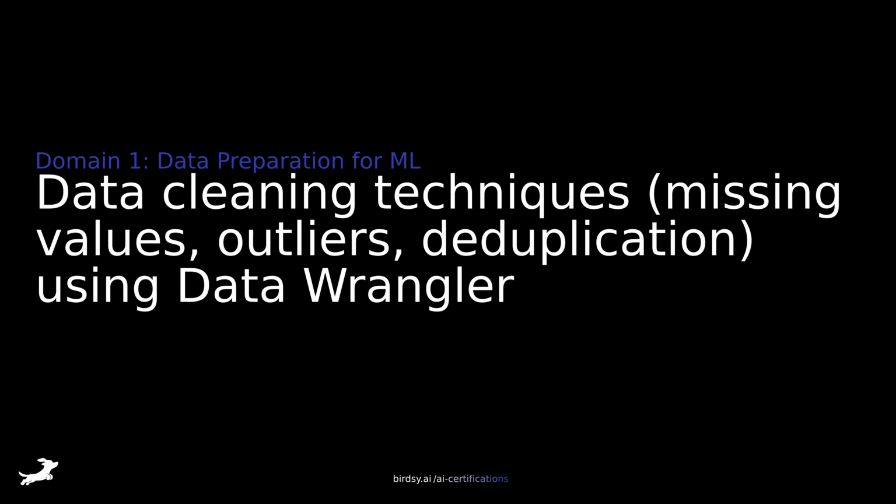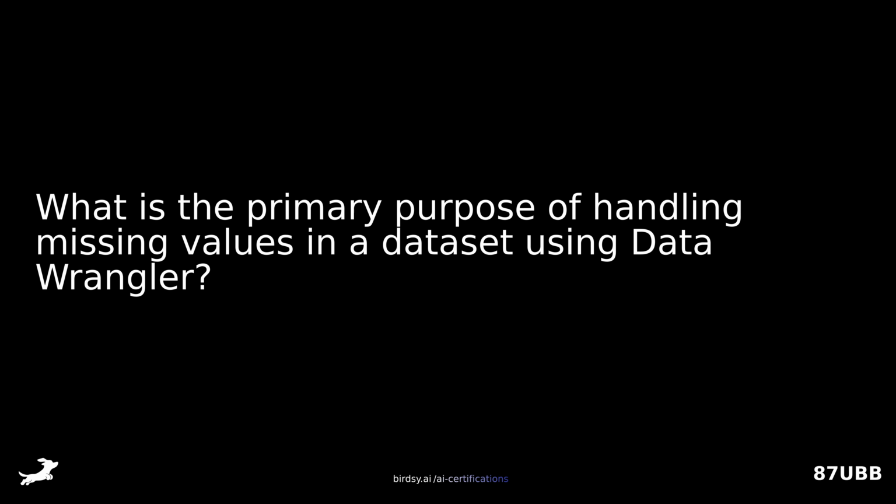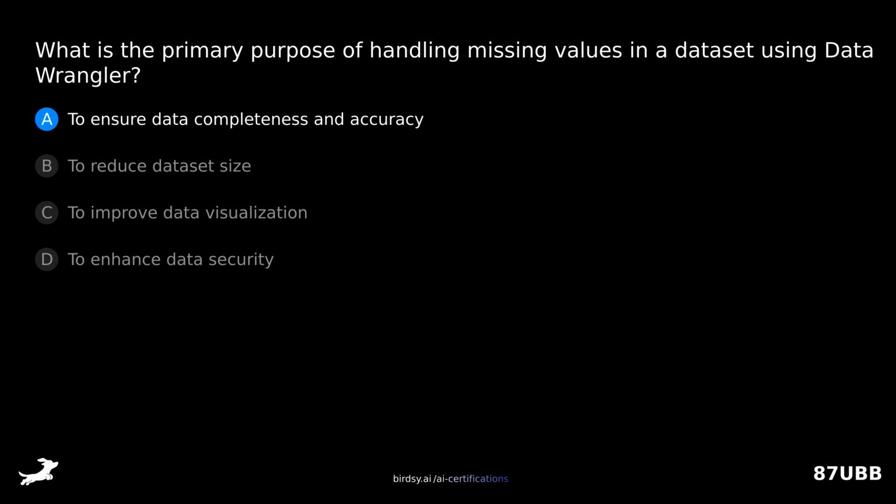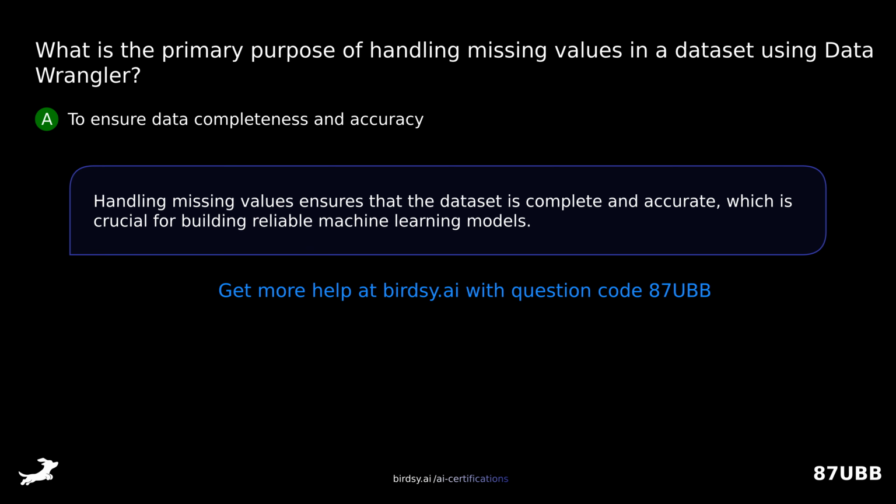Data cleaning techniques: missing values, outliers, deduplication, using Data Wrangler. What is the primary purpose of handling missing values in a dataset using Data Wrangler? Is it A, to ensure data completeness and accuracy, B, to reduce dataset size, C, to improve data visualization, or D, to enhance data security? The answer is A, to ensure data completeness and accuracy. Handling missing values ensures that the dataset is complete and accurate, which is crucial for building reliable machine learning models.